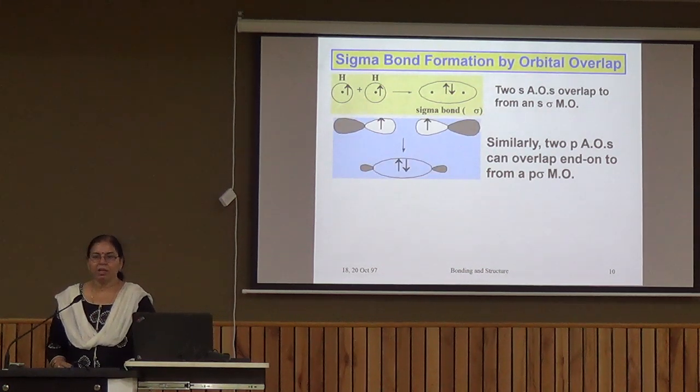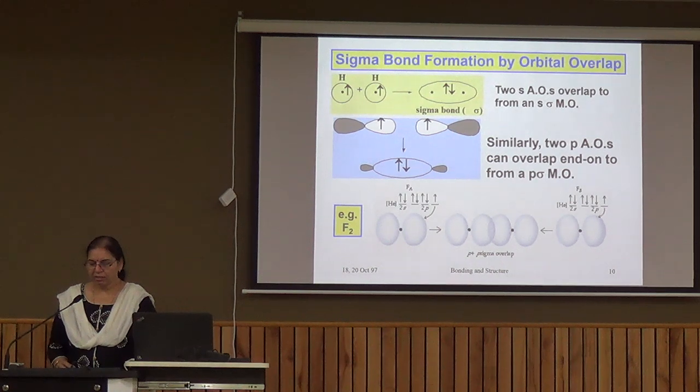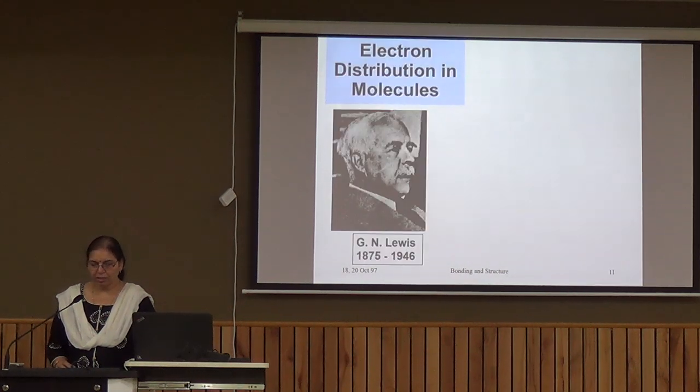Now see the p sigma bonding molecular orbital. What does it mean? It means there will be overlapping of p orbitals, and head-to-head overlapping is taking place. That is why they form a sigma bond. Now for example F2. In the F2 molecule, both the p orbitals join with one another by head-to-head overlapping. That is why a single bond is present between two atoms of fluorine. See, this is the type of overlapping.